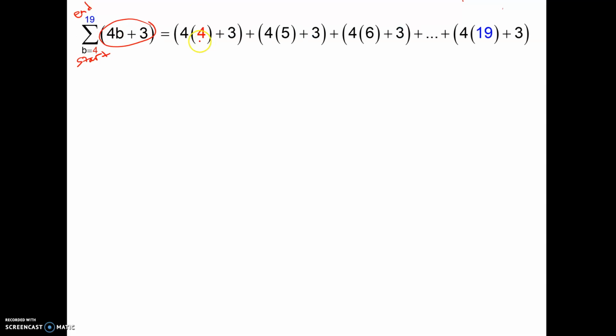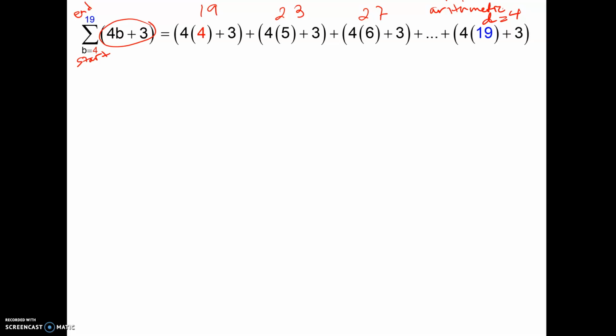If I start with 4 and then 5 and then 6 and so on, if I do 4, it's 16 plus 3, that's 19. And if I do 4 times 5 plus 3, that's 23. And if I do 4 times 6 plus 3, that's 27. So notice this is arithmetic, and our common difference is 4. So since it's arithmetic, I can use that partial sum formula.